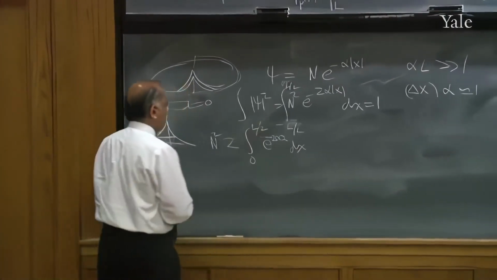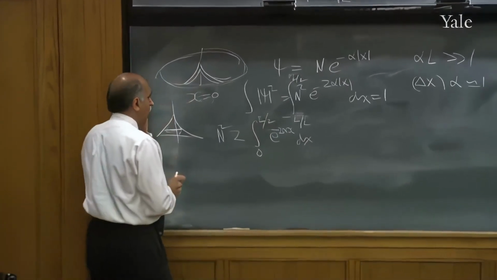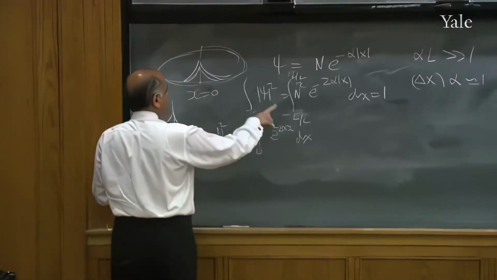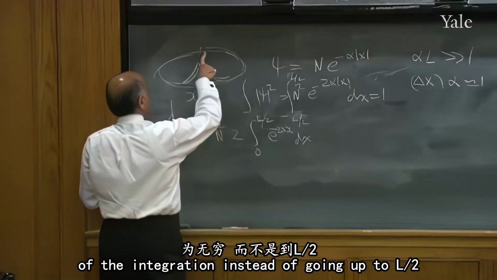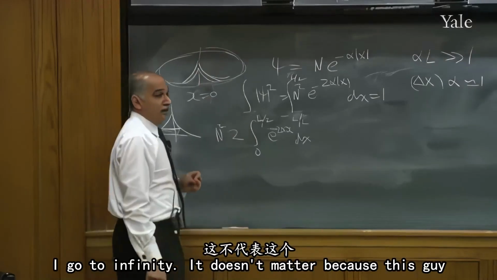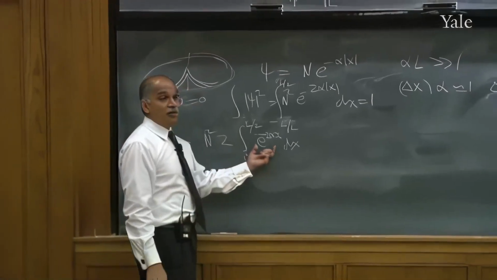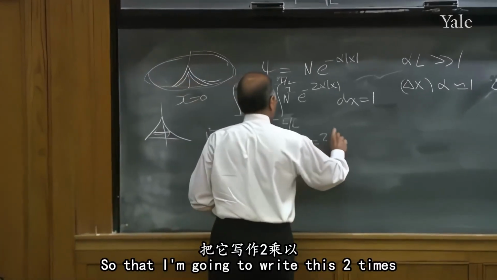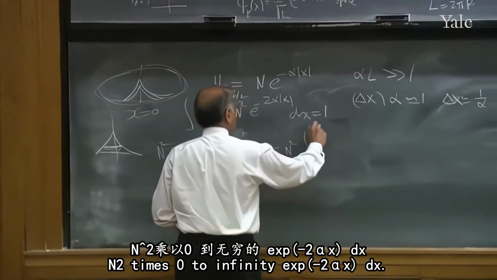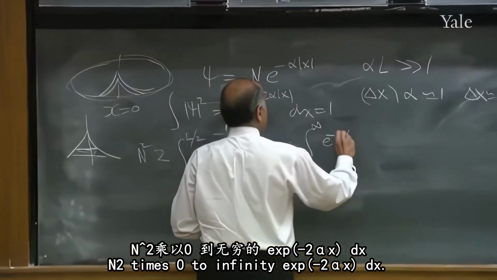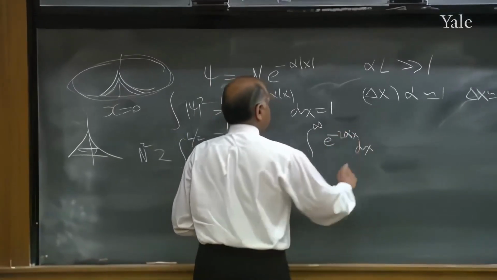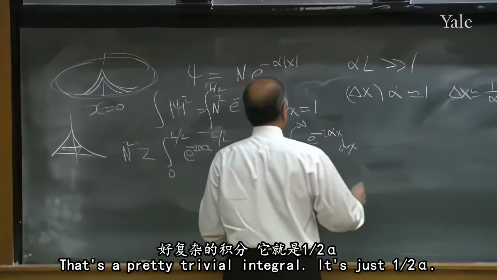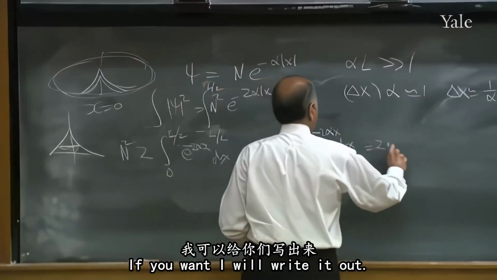Right. So I'm going to now assume that in the upper limit of the integration, instead of going up to L over 2, I go to infinity. It doesn't matter because this guy is dead long before that. That's why I made that choice, so that I'm going to write this 2 times n squared times the integral from 0 to infinity of e to the minus 2 alpha x dx. So that's a pretty trivial integral. It's just 1 over 2 alpha. If you want, I will write it out.